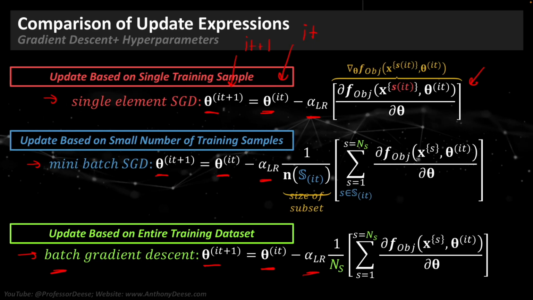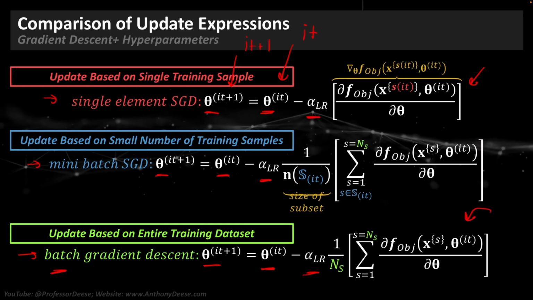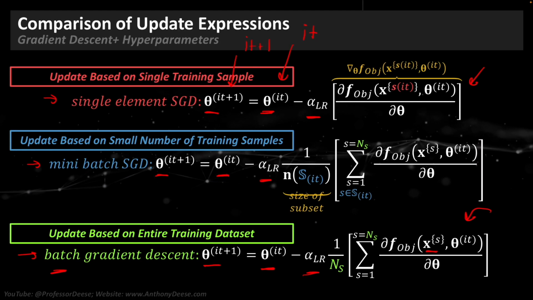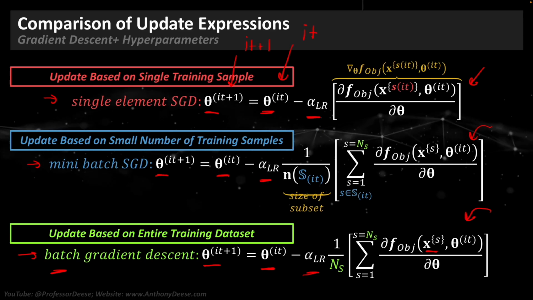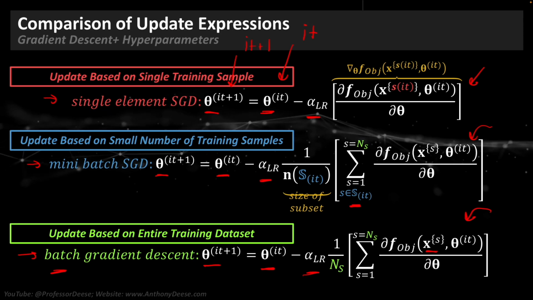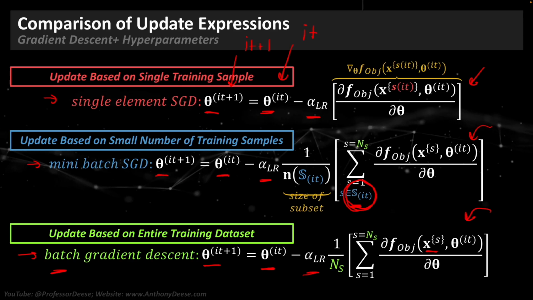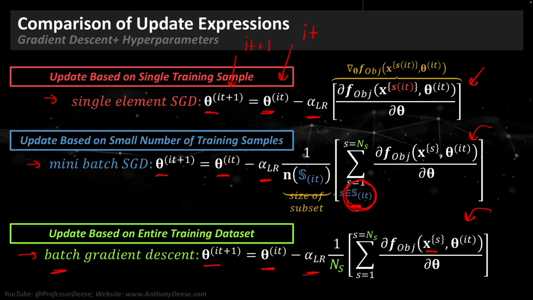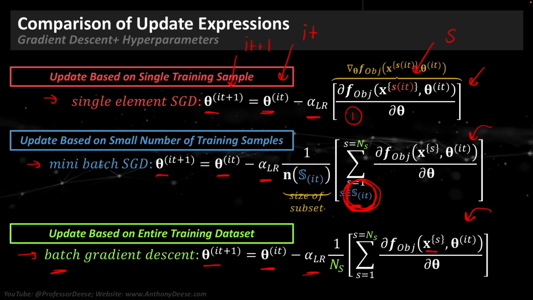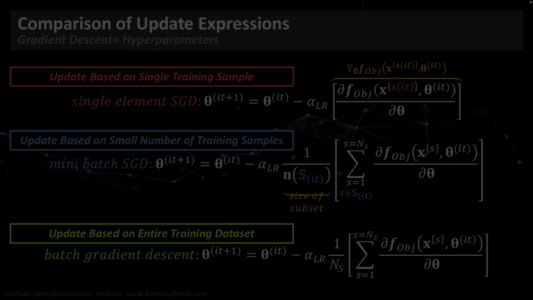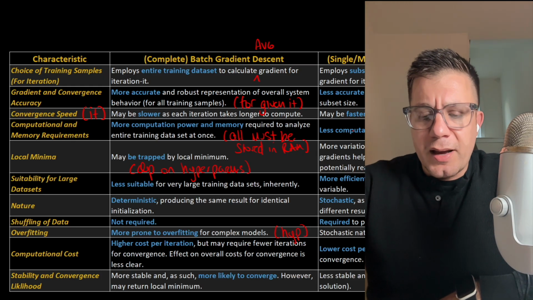For the complete batch gradient descent, this partial derivative is the average of the individual partial derivatives associated with every sample within the training data set. For the mini batch stochastic gradient descent, this partial derivative is calculated as the average of only some of the samples from the training data set, where what sum means is defined by this subset here. And then for the single element stochastic gradient descent, our subset is essentially just a single element, which is defined as S of IT.